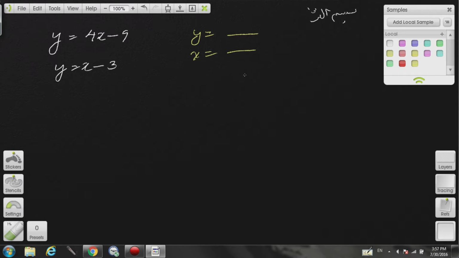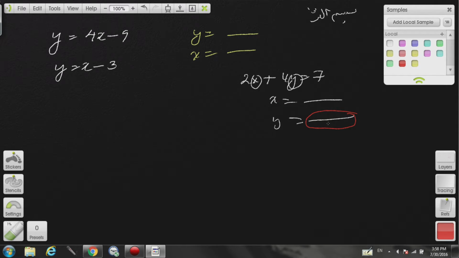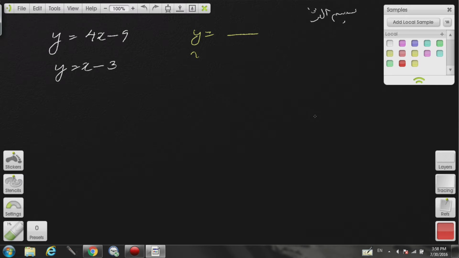For example, if the line was given like this, in standard form, and you wanted to use the substitution method, you would have to solve this for x or solve it for y and get x equals something or y equals something. Okay? And then once you solve for x or y, substitute this into the other equation. Okay, we'll do some examples of that. So here it's easy because the equation is already solved for us. So y is this and y is this.